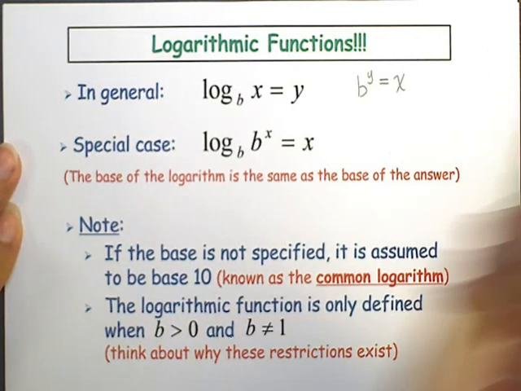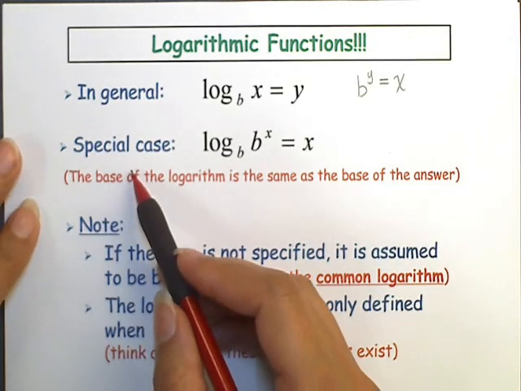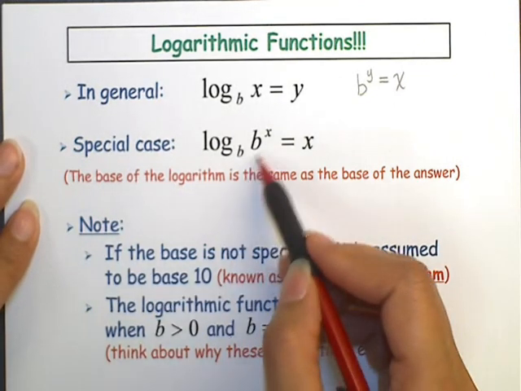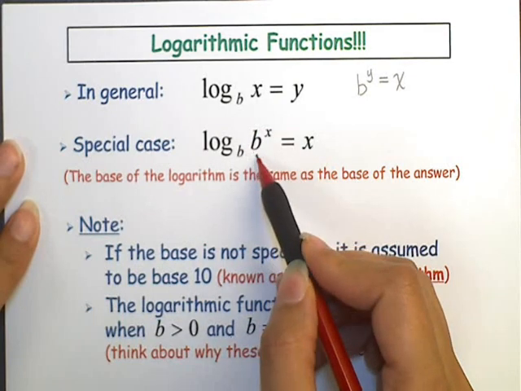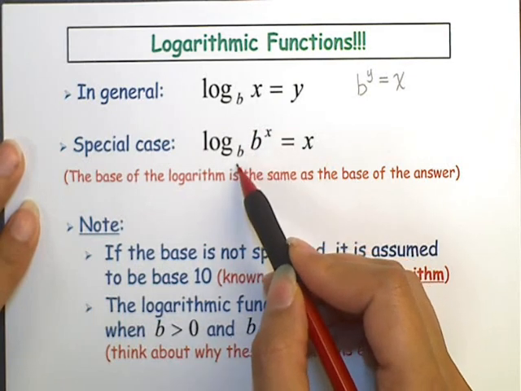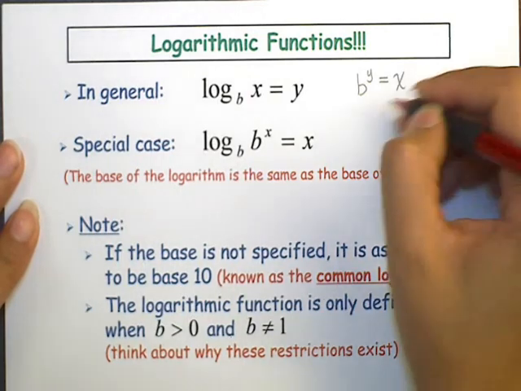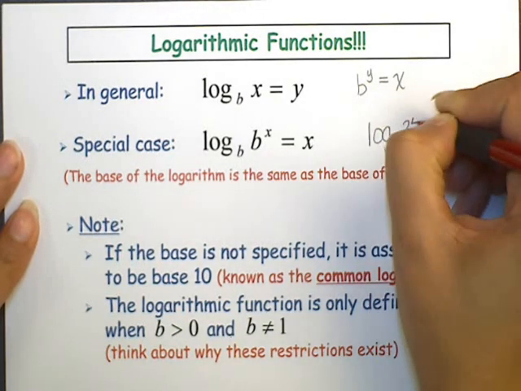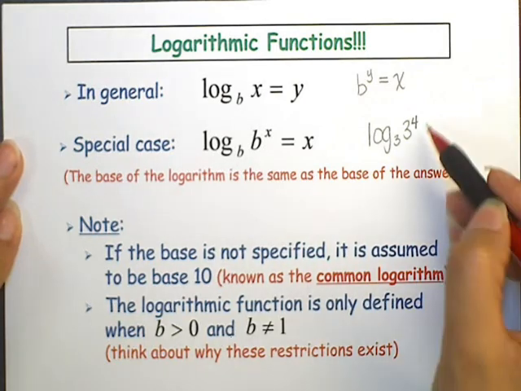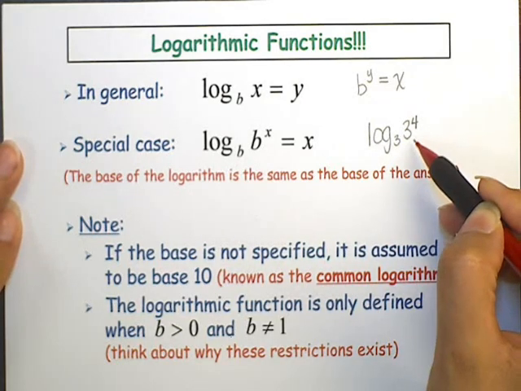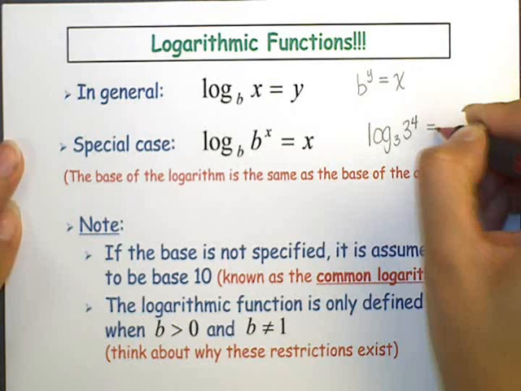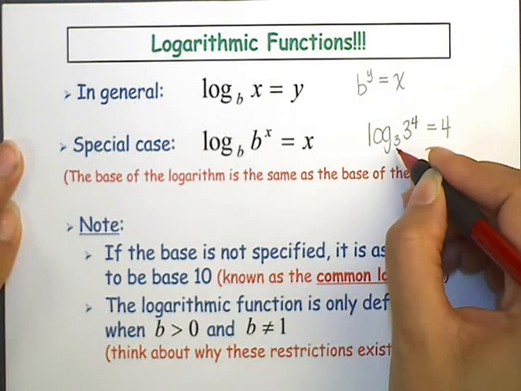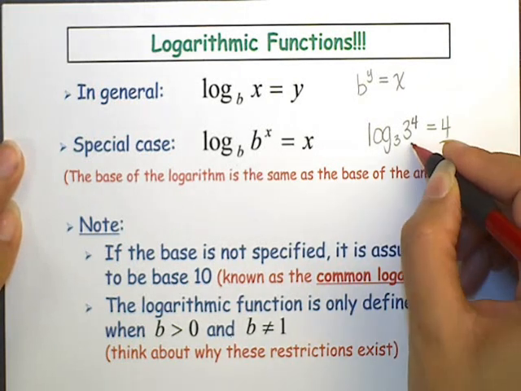Okay, there's a special case when you're looking at logarithms where the answer that you have is written with the same base as the base of your logarithm. So for example, if you have something like log base 3 of 3 to the exponent 4, well, in this case, the answer will also be 4. If you're trying to write 3 to some exponent to get 3 to exponent 4, the exponent that you need is an exponent of 4.